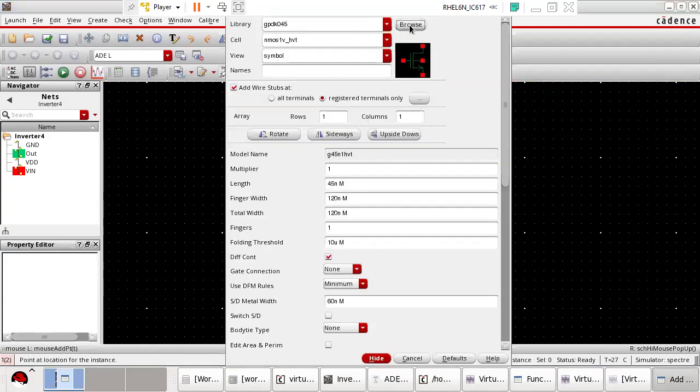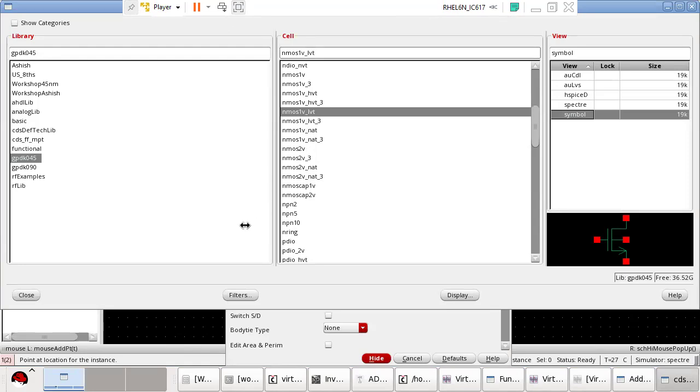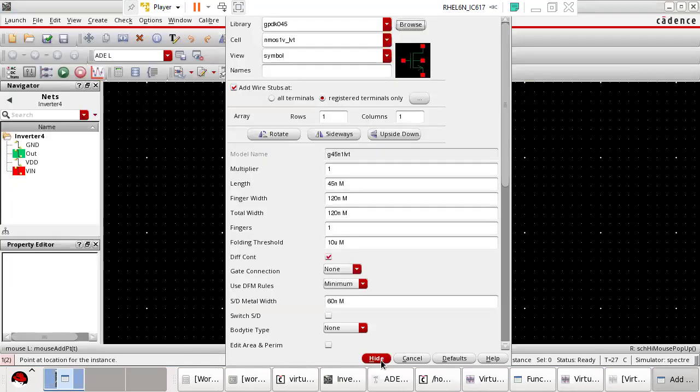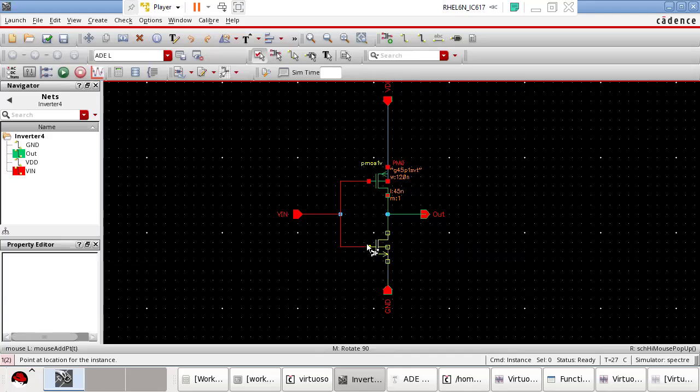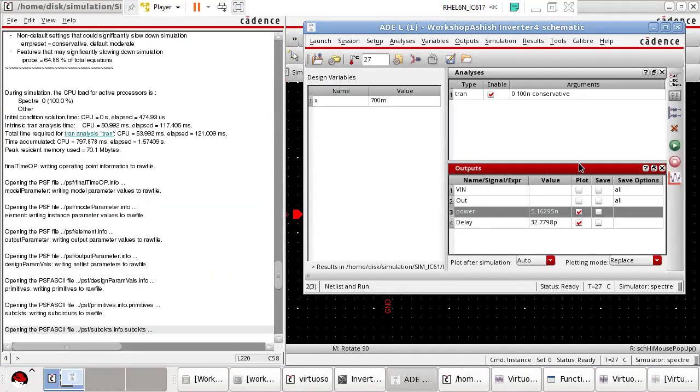I'll show you one more case. What will happen if I use LVT? It will increase the leakage and improve the delay. This is your LVT. If I implement this, your initial delay was 47. Now the delay is 32. The performance has improved.